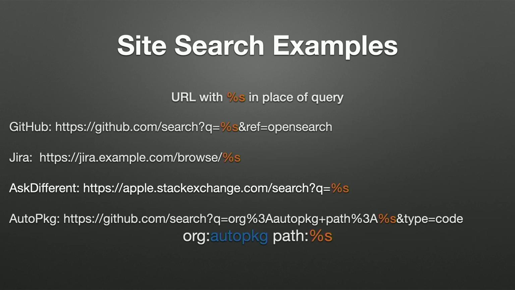So here's some other examples that I have. I tried to show off, the %S is what it replaces from the text box. GitHub is a good one that you can search directly for, anything in GitHub really. Jira we already went over. Ask Different is a Stack Exchange specific to macOS, not Apple ecosystem, not just Mac.